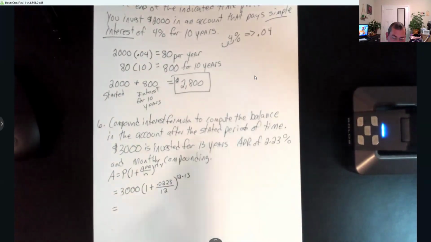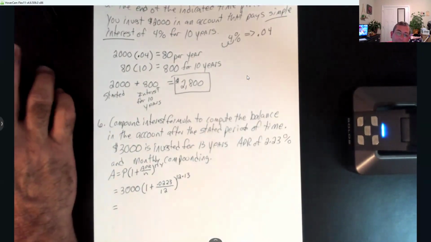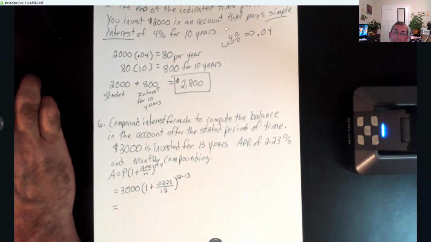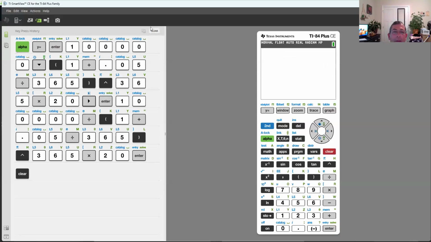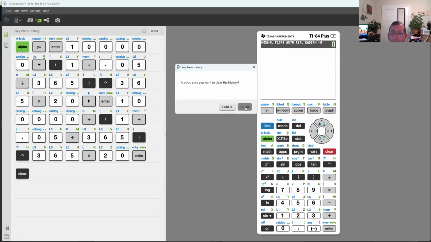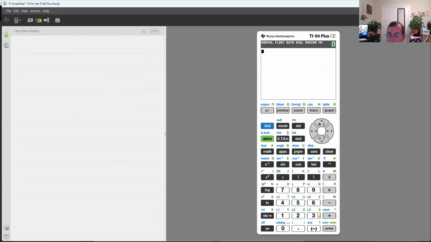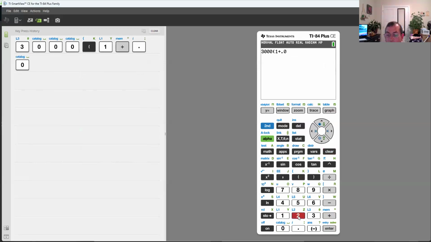All right, so if we punch this in correctly, we hope we got more money than we started with, right? So let's go to that calculator. I'm gonna clear everything off. All right, y'all, so we had our $3,000, parentheses, 1 plus 0.0223 divided by 12. And then my exponent was 12 times 13.